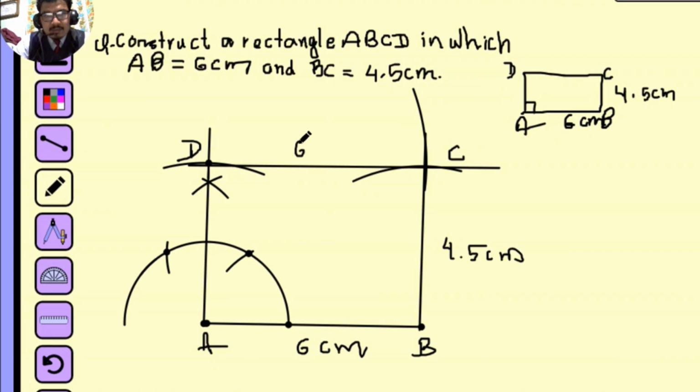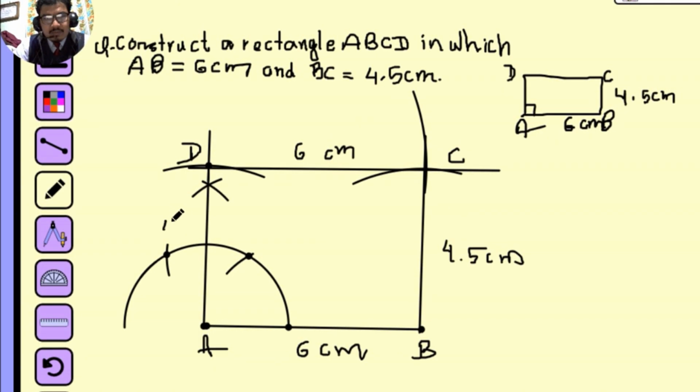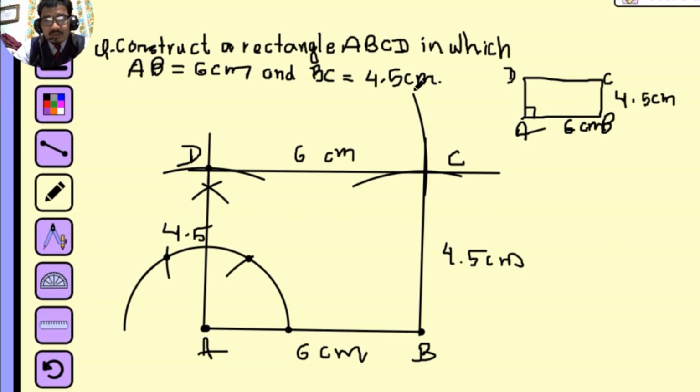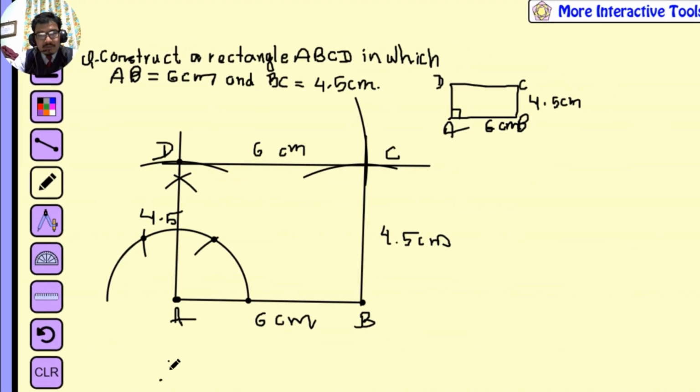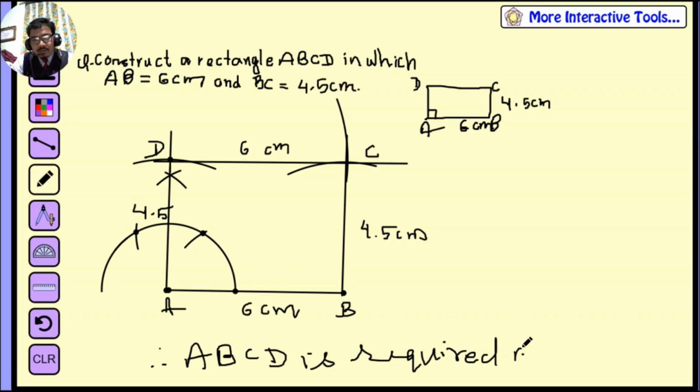This is also 6 centimeter, and this is also 4.5 centimeter, right? Like this we get ABCD. Therefore ABCD is a required rectangle. ABCD is a required rectangle. Write required rectangle right here.